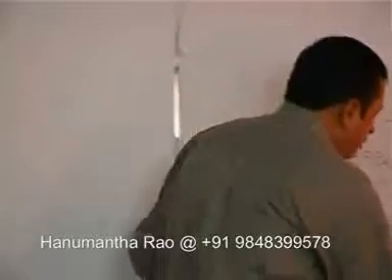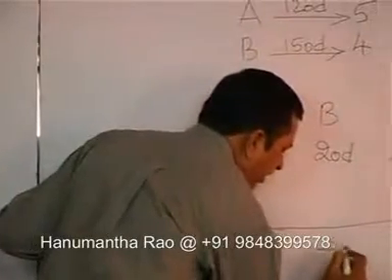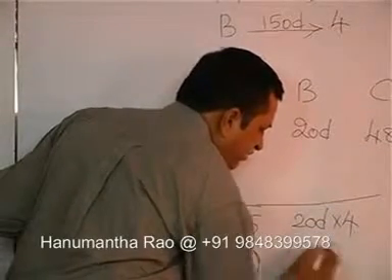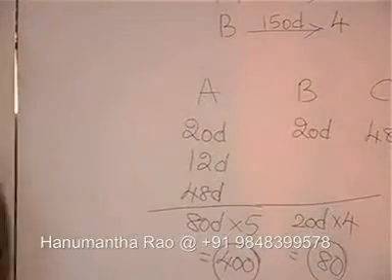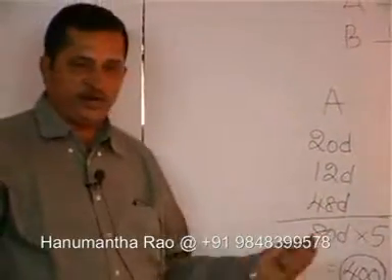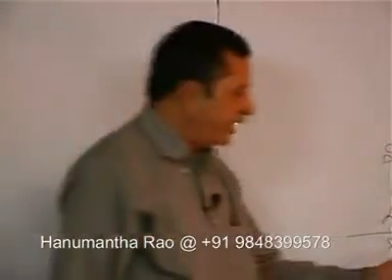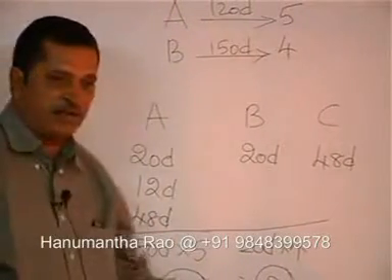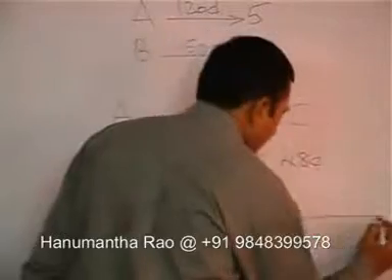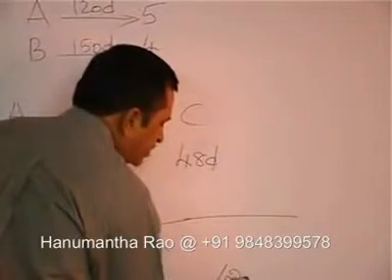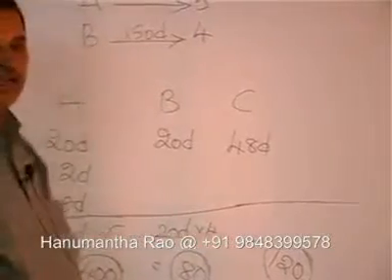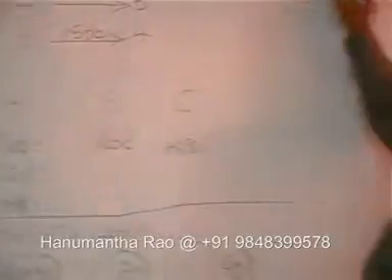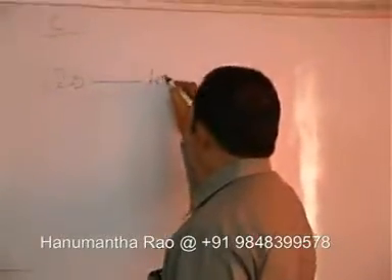Now, B participated for 20 days. How many units he can do per day? 4. Totally how many units he completed? 80. A completed 400 units. B completed 80 units. Out of 600, 480 were completed. How many units were left? 120 units. Who did these 120 units? In how many days he did? 48 days. So, for doing 120 units, C requires 48 days.